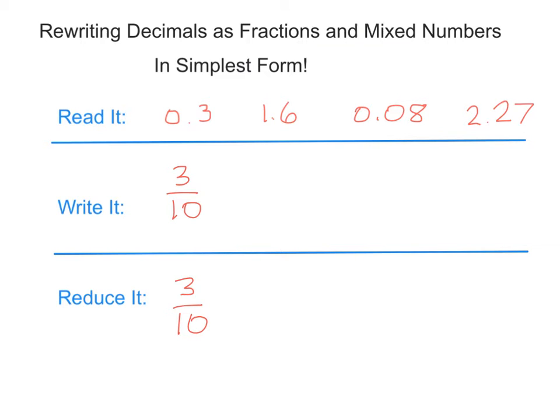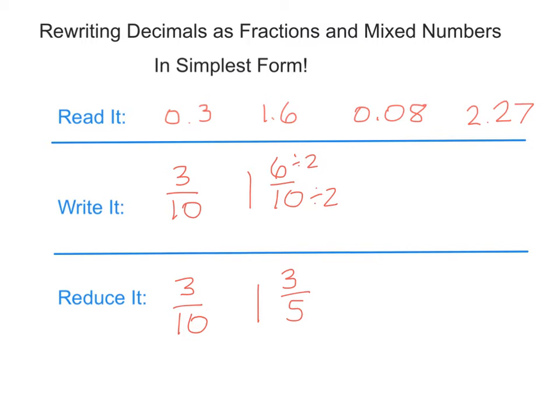The second one, I would read 1 and 6/10. This one's not a fraction anymore, it's a mixed number because I have a whole number 1 and the fraction part 6/10. So I still have a 1 in my answer, but I can divide my 6 and my 10 both by 2 to give me 1 and 3/5. So 1.6 is 1 and 3/5 in lowest terms, in simplest form.